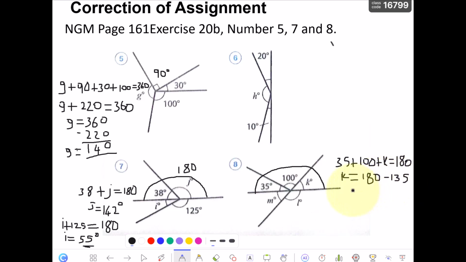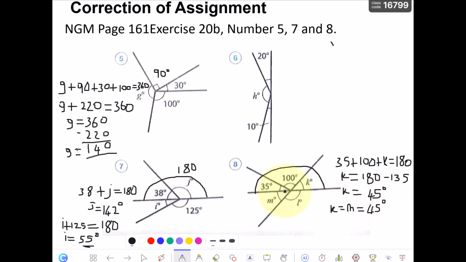And when you subtract, let's see what we are going to get for k. K will now be equal to, this is 5 also. So 6 will now be 7. 7 minus 3 will give us 4. Then that is 45. That means k is going to be 45. Then if you look at k and m, see this is vertically opposite. So k is going to be equal to m. And if k is already 45, that means m is going to be 45 degrees.